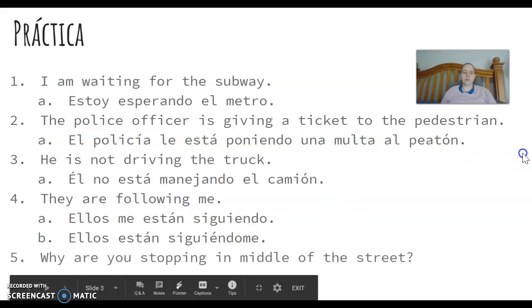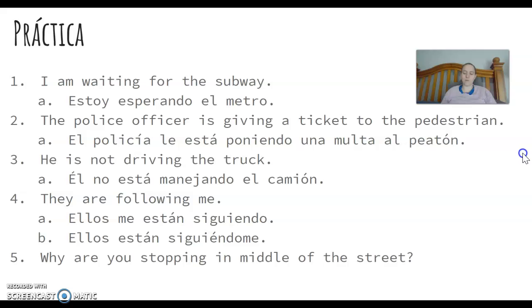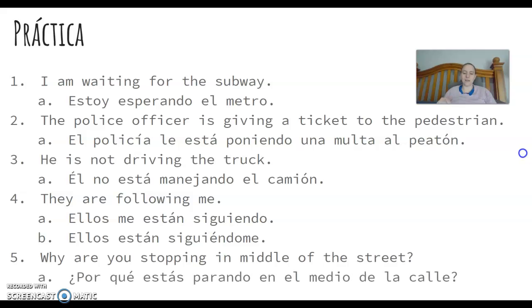Okay, why are you stopping in the middle of the street? ¿Por qué estás parando en el medio de la calle? This tends to line up really word for word with English, because in English we use the present progressive all the time. In Spanish, we only use the present progressive to differentiate from the habitual or what's normally happening. It's like, he runs every day versus he is running right now. So it's not used nearly as frequently in Spanish as it is in English.